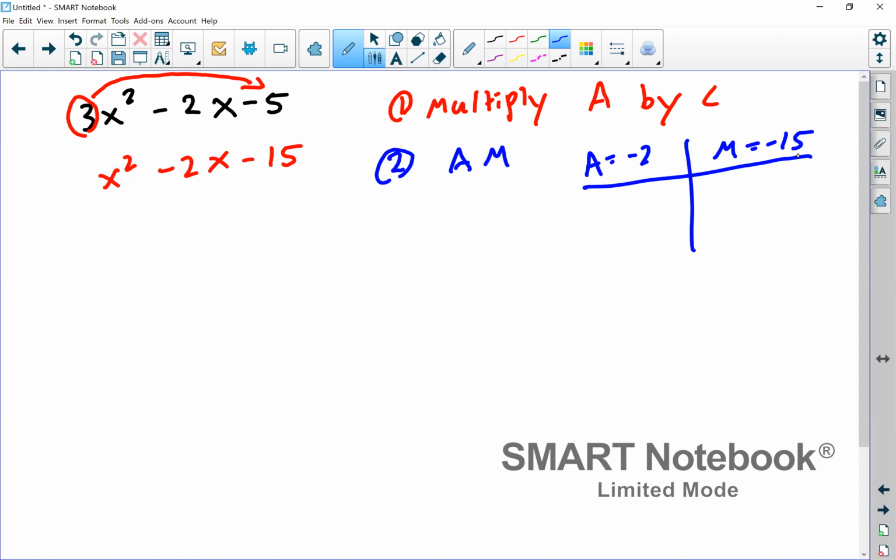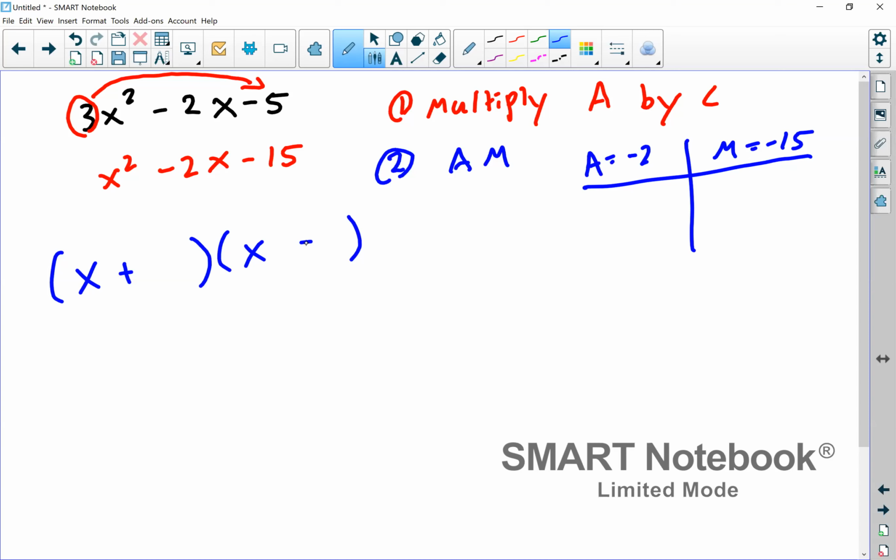So we need two numbers, because m is negative, so one's going to be positive and one's going to be negative. And the bigger number is going to be negative because the middle term is negative. Positive and negative combine to get a negative answer, so the negative one has to be bigger.